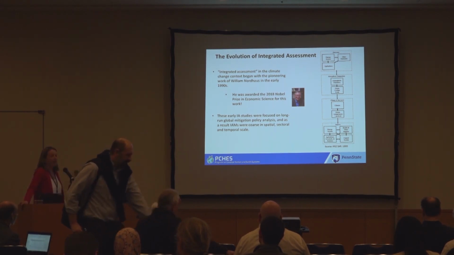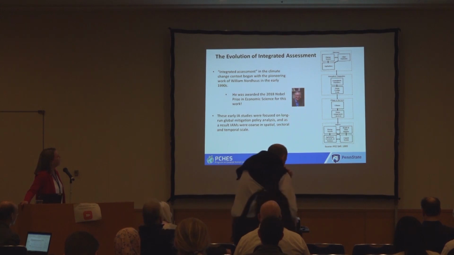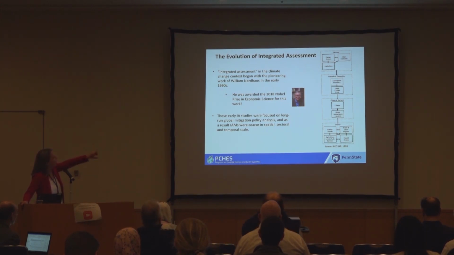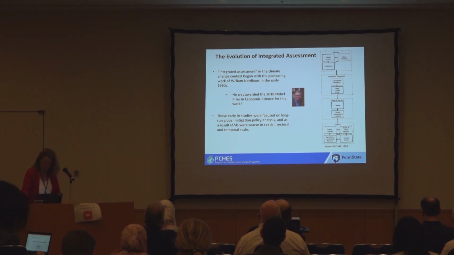In this end-to-end wiring diagram, the dotted boxes are reduced-form representations of a socioeconomic model that would give you emissions, which feed into an atmospheric chemistry model, which feeds into a climate model, and then feeds into different sectoral impacts models. Rarely, but sometimes, it would come back to the emissions model, but at this early stage, it really ended at that point.